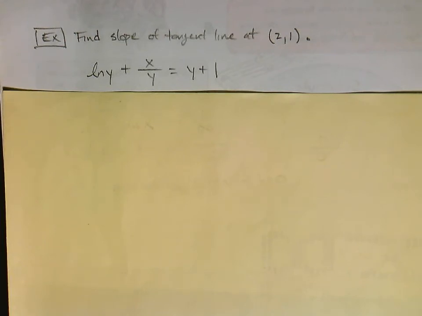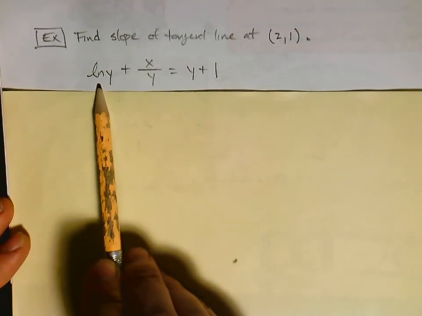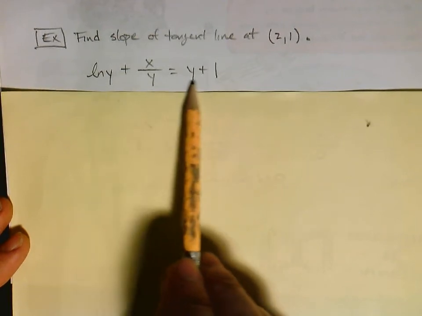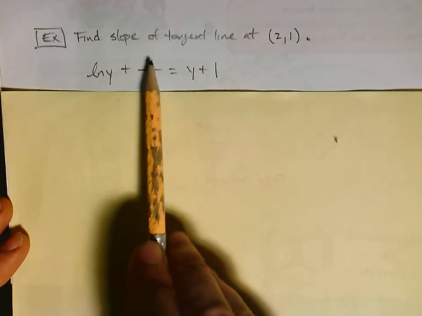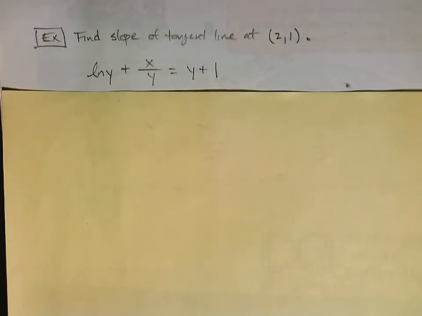We're going to look at the natural log of y plus x over y equals y plus 1. Also, a fun thing to do with these implicit equations, you can graph them at the Desmos website. You can type it in just like that, natural log y plus x over y equals y plus 1, and it'll give you the graph. It's really sweet.